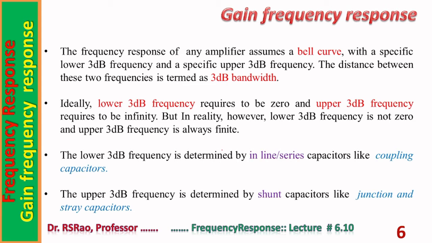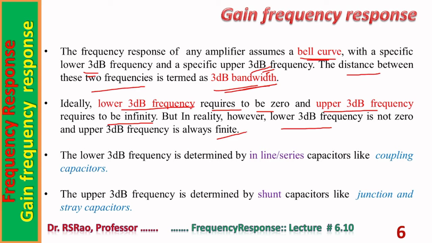Now, after dealing with each part of the frequency response characteristics separately, we focus on the total characteristic. The frequency response of any amplifier assumes a bell curve with a specific lower 3 dB frequency and a specific upper 3 dB frequency. The distance between these two frequencies is the 3 dB bandwidth, the half power bandwidth. Ideally, the lower 3 dB frequency should be 0 and the upper 3 dB frequency should be infinity, but in reality, the lower 3 dB frequency is not 0, and the upper 3 dB frequency is always finite.